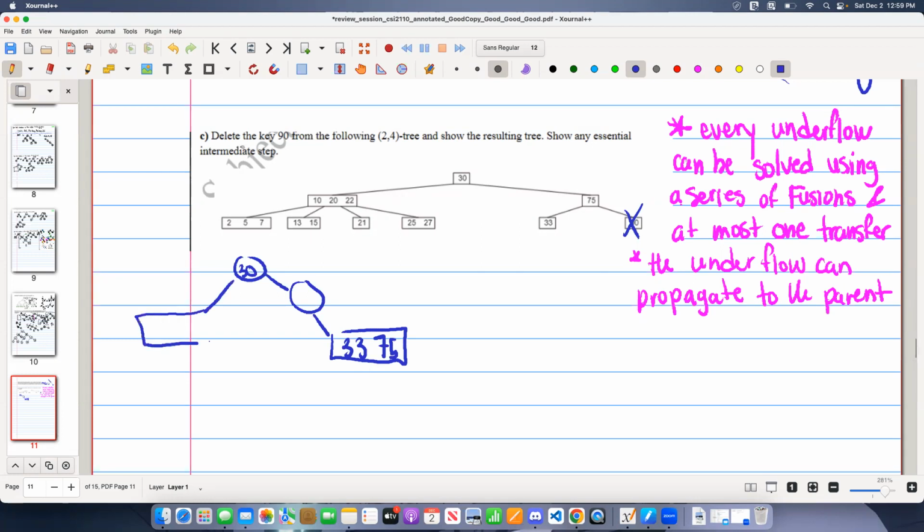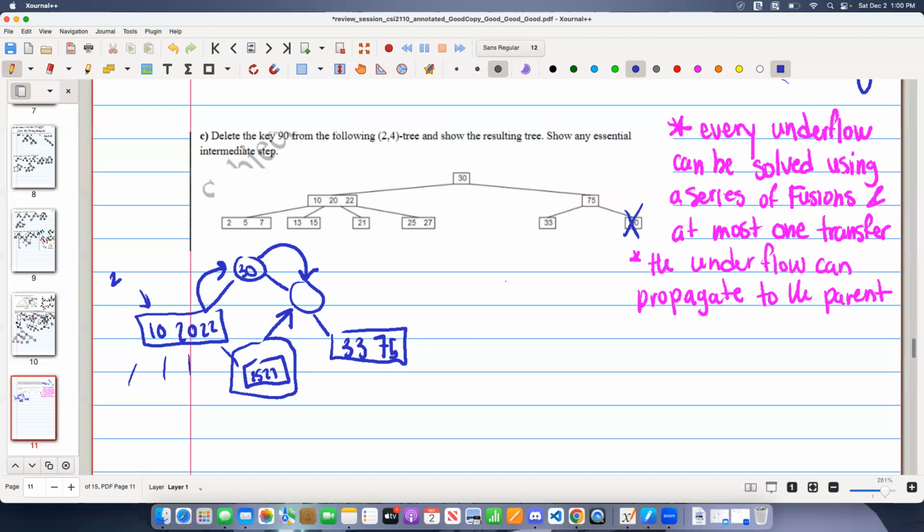So we have 10, 20, 22, and it's attached to the nodes. This is 25, 27. We're going to propagate. We're going to move 30 down into this spot and move 20 up. Okay. And while we're doing that transition, this would have only 2 nodes and it would have 4 leaves. You cannot have that happen in a 2-4 tree. So we're also going to transfer these leaf nodes right there.